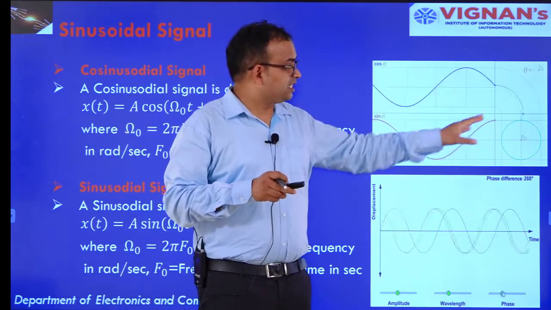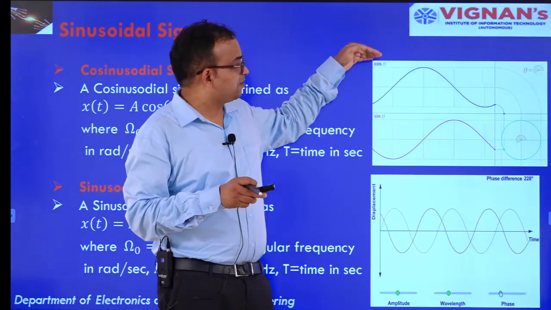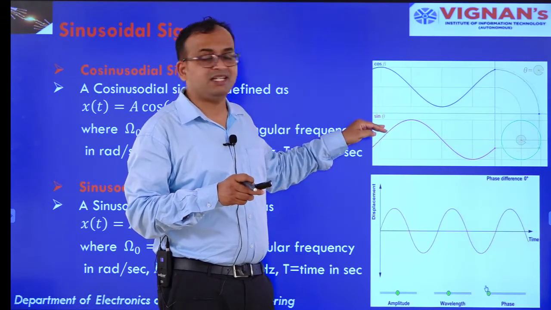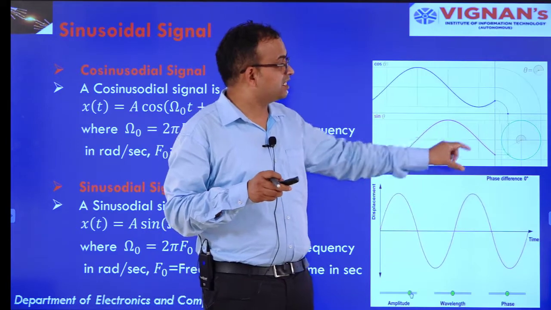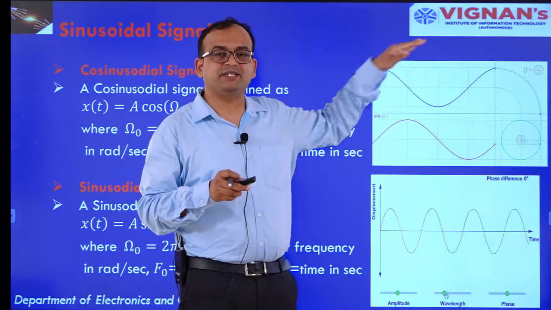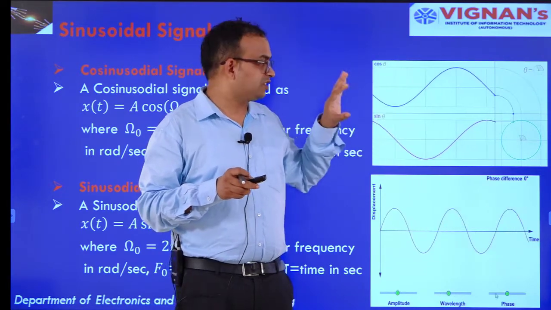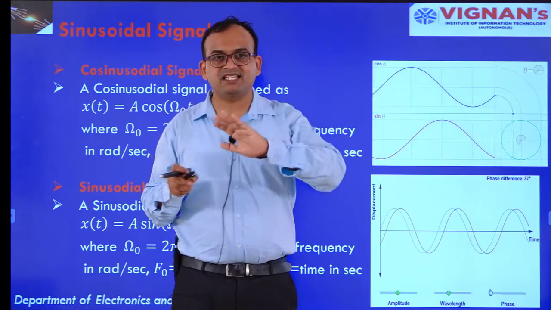So two signals we are generating. The upper one is the cosine, the lower one is the sine signal. The only difference is that the signal always has some phase shift. The phase shift is constant always, that is 90 degrees. So these things we know in the case of the generalized signal.